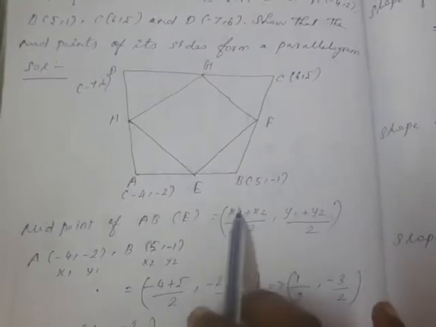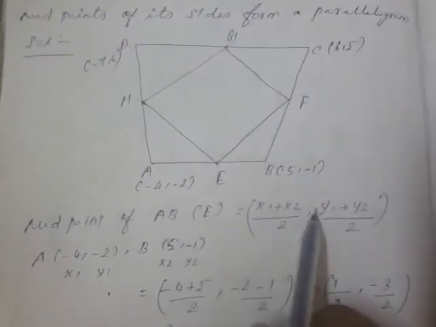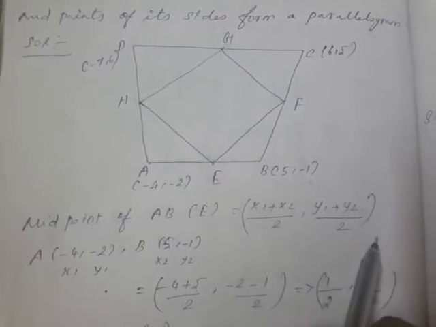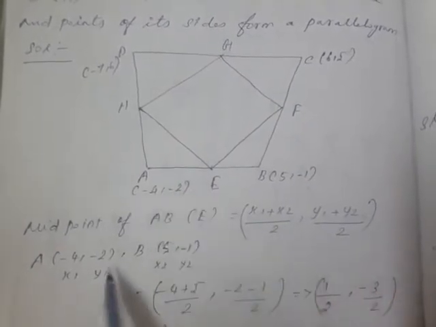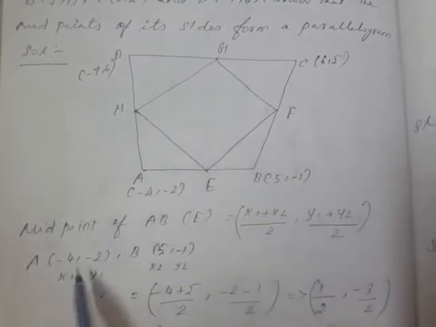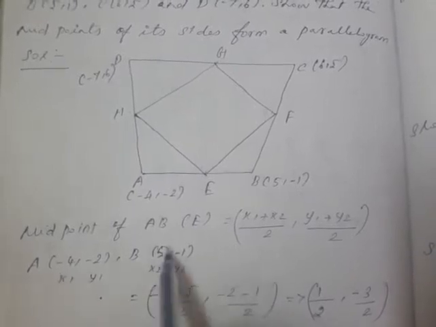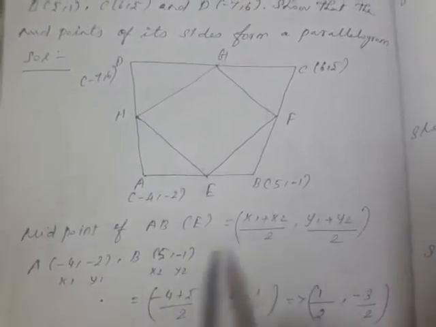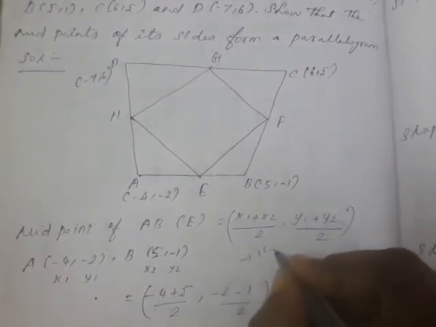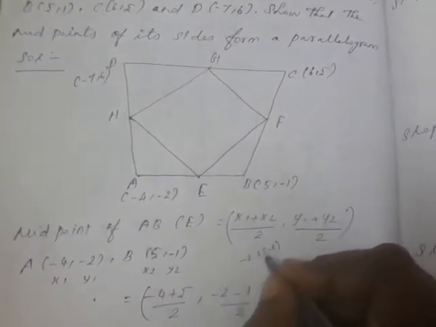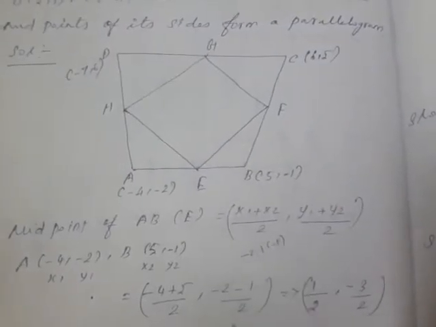Okay, so first, as usual, the midpoint of AB. A value we know, B value we know, E value we don't know. So we have to find the midpoint of AB. E is equal to, the midpoint formula is (x1 plus x2) by 2, (y1 plus y2) by 2. A is (-4, -2), B is (5, -1). So x1 plus x2 is -4 plus 5 by 2, and y is -2 plus -1, so -2 minus 1 by 2.